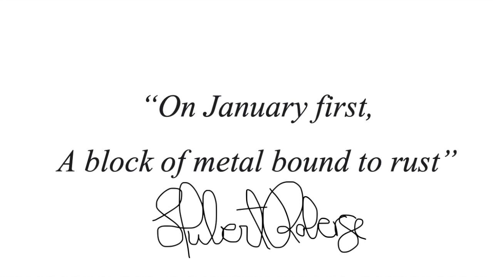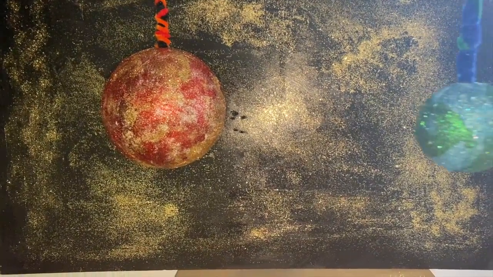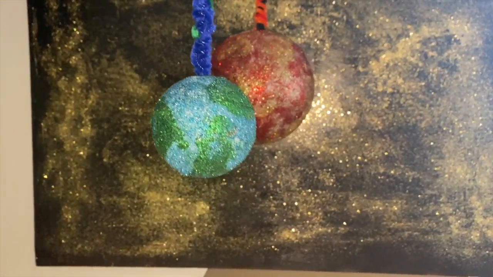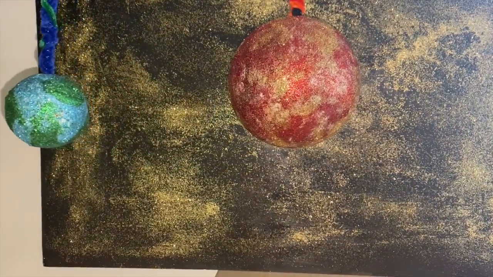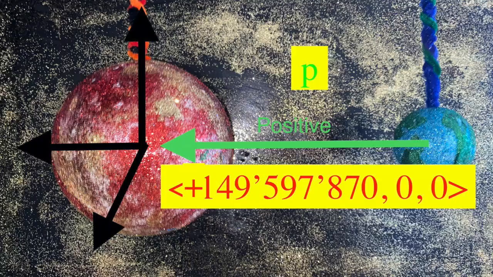On January 1st, a block of metal bound to rust. January 1st. The gravitational force between both spheres is a vector. In this case, the vector has the following components, thus making it a positive vector. Positive. 149,597,870, 0, 0.